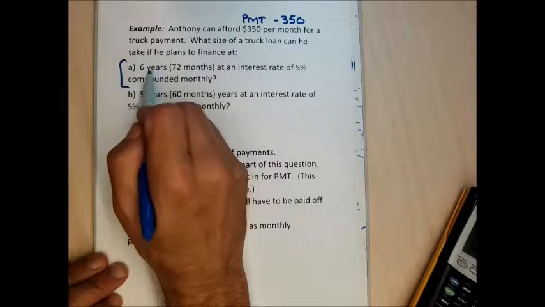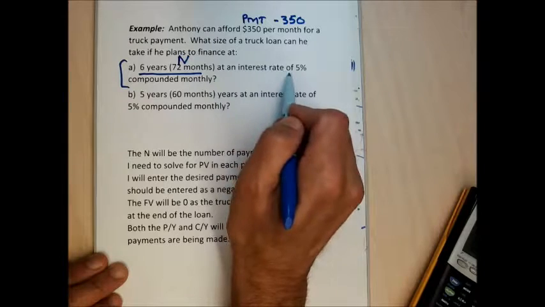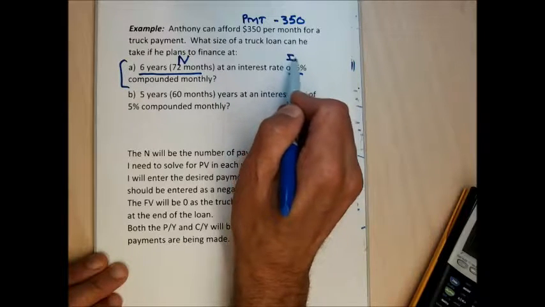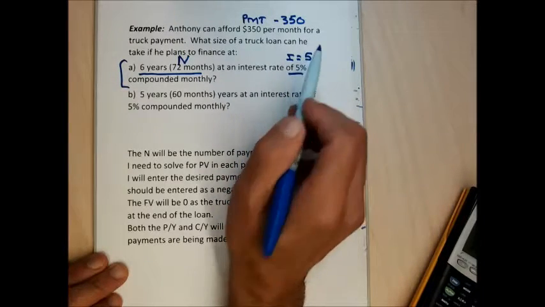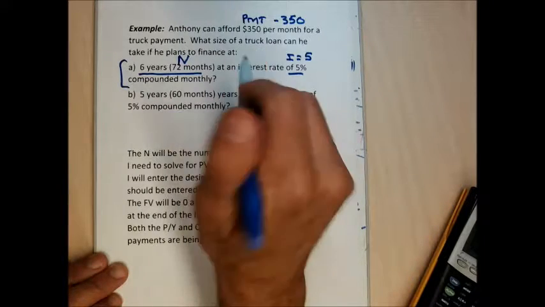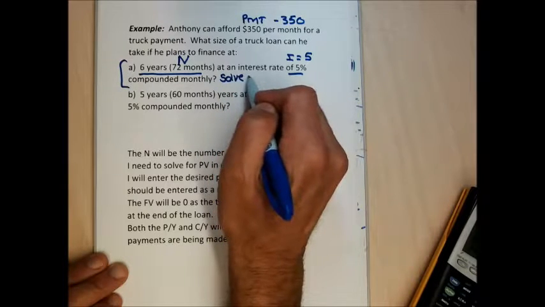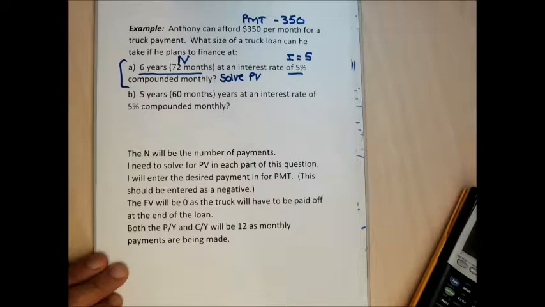First part, for 6 years or 72 months, that means the N is going to be 72, has an interest rate of 5%, so the I is going to be 5. What I'm trying to find out is the size of loan he can take, and that means I'm going to solve for PV. The PV is where you put the loan amount. Anthony wants to know what loan amount he can get for his $350 a month payment.